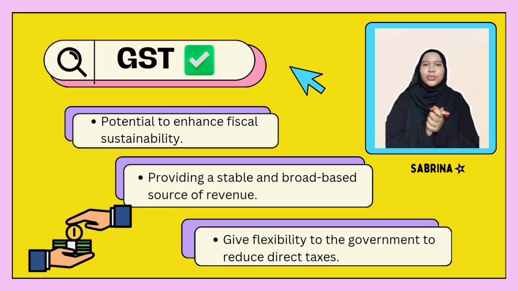Lastly, GST has the potential to enhance fiscal sustainability by providing a stable and broad-based source of revenue. This may help a country with high debts and enable a faster reduction in fiscal deficit and lower the debt ratio of government substantially. Furthermore, it will give flexibility to the government to reduce direct taxes, which is personal income tax and corporate tax, to make Malaysia more attractive as a business destination. Lower corporate taxes may attract foreign direct investment, FDI, which may lead to job creation, technology transfer, and overall growth in the economy, while reduced personal income taxes will increase consumer spending, boosting domestic demand.